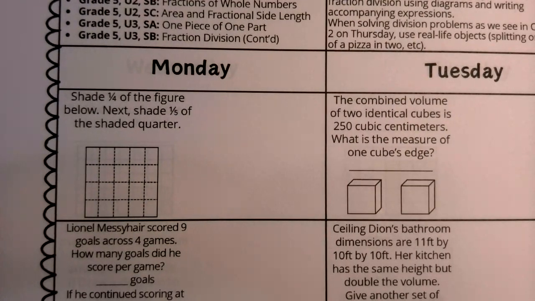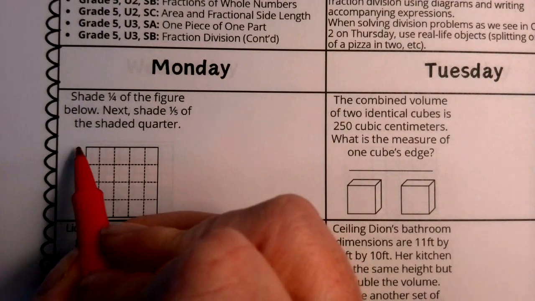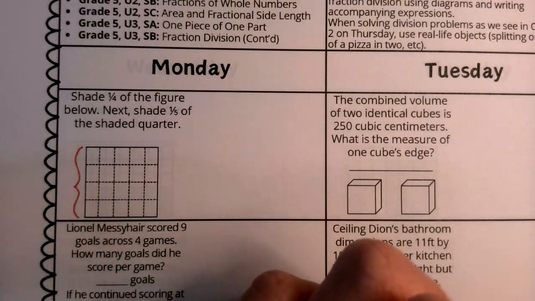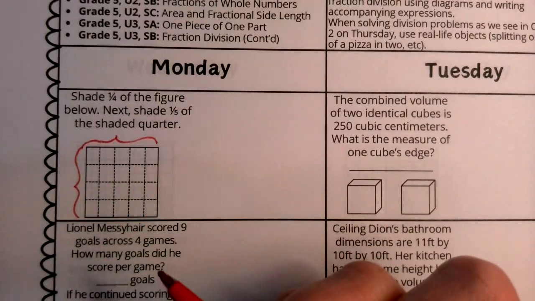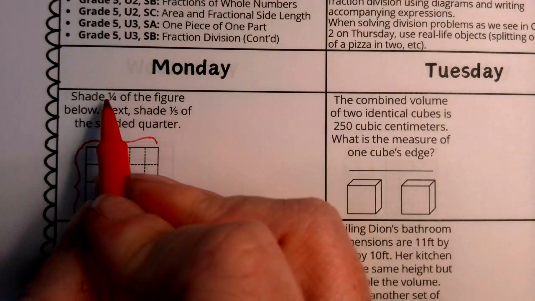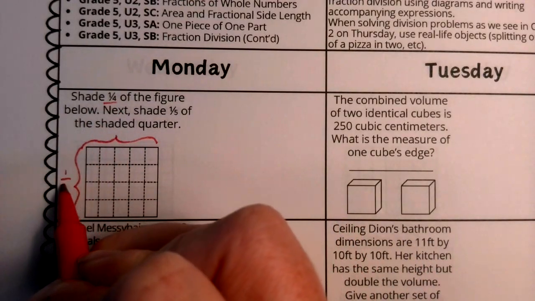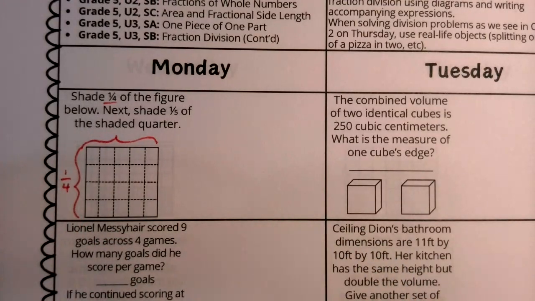Number one says shade 1/4 of the figure below. Next, shade 1/5 of the shaded quarter. So we are going to see one of our fractions in the rows and the other fraction in the columns. Let's get started with the 1/4 in our rows.